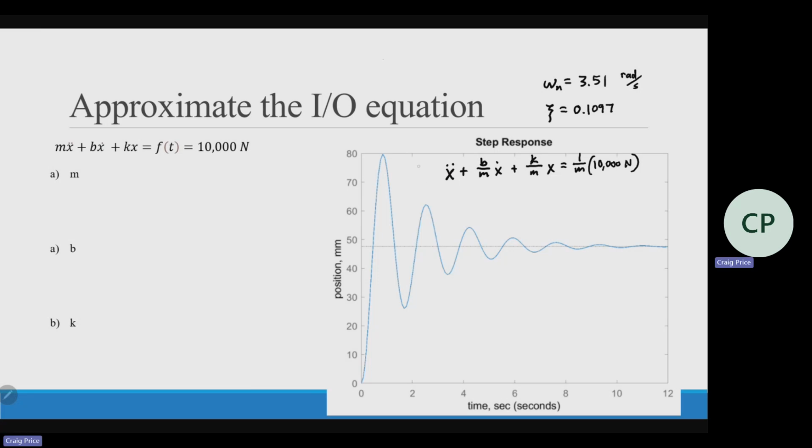This is standard form, which means once I have it in this form, this is equal to 2 zeta natural frequency, and this is equal to natural frequency squared. So you're on the right track. We want to use that because I have those two. Problem is I have 3 unknowns. I have 2 equations.